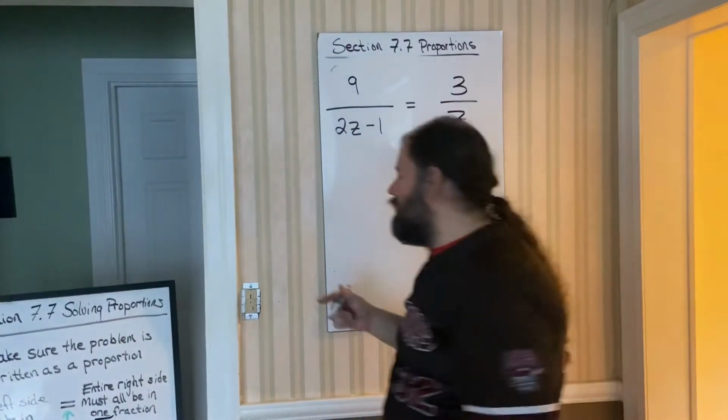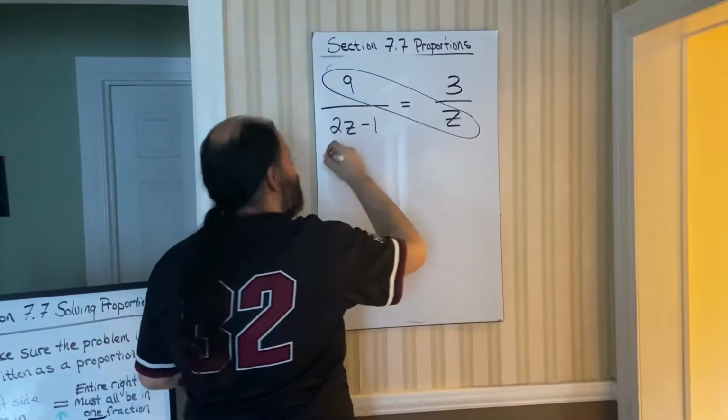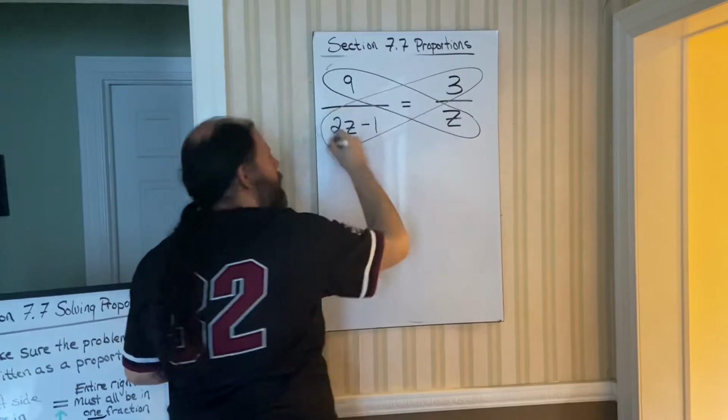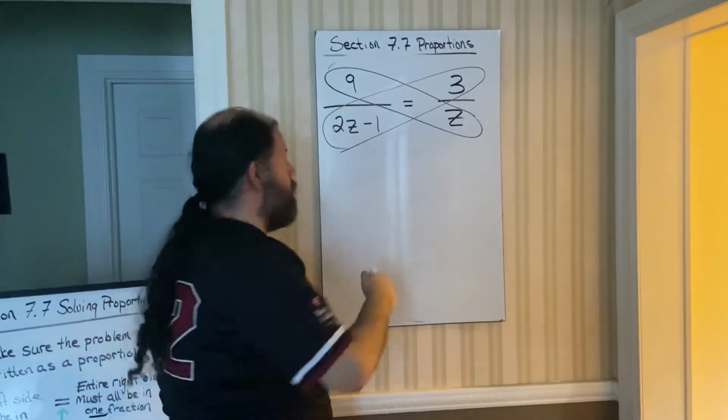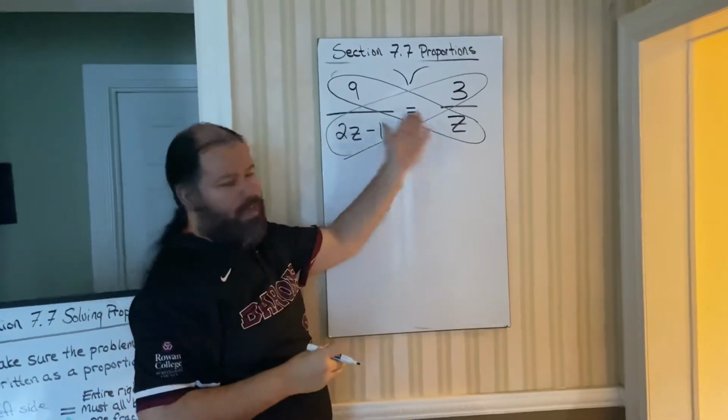So what you're going to do is draw your butterfly. This is known again as cross products. You want to draw the antenna? I could care less. Now, rewrite.